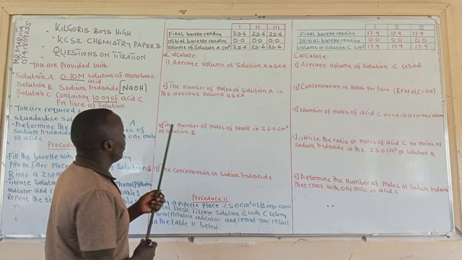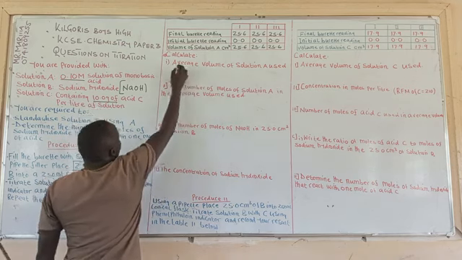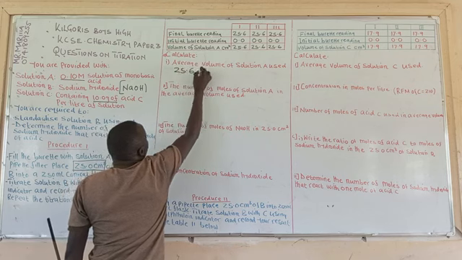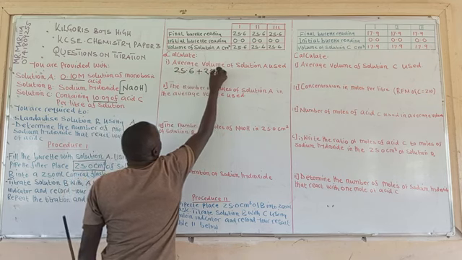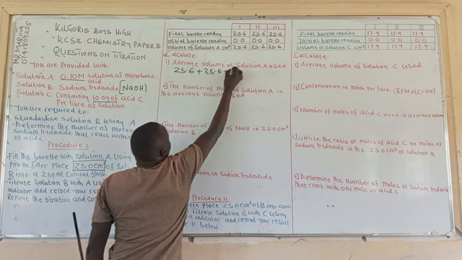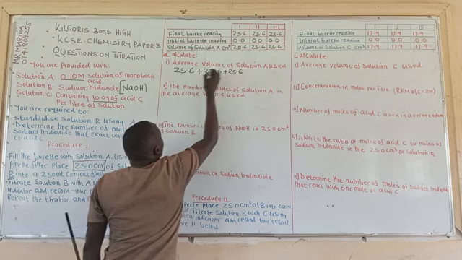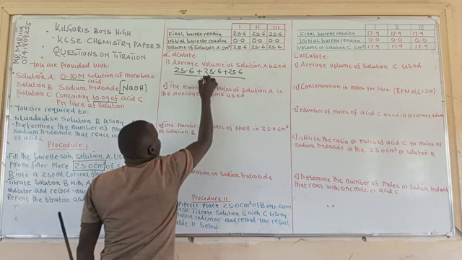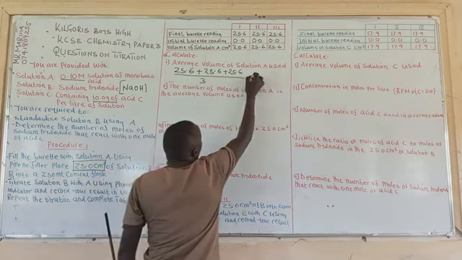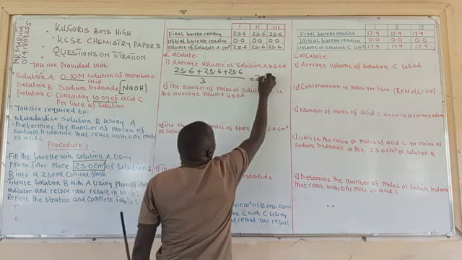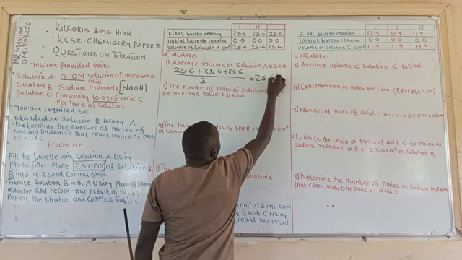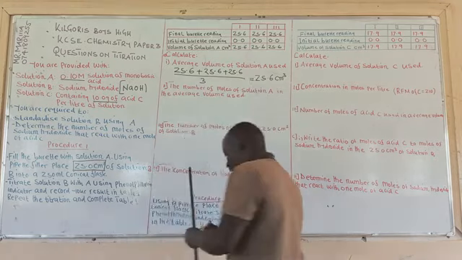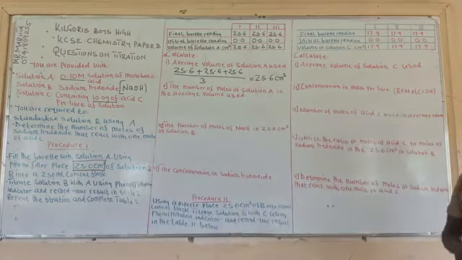So carrying out the average volume here, you have 25.6 plus 25.6 plus 25.6. You divide by the number of experiments, which is 3, and this gives us 25.6 cm cubed. That is how you can find the average volume of the solution used.